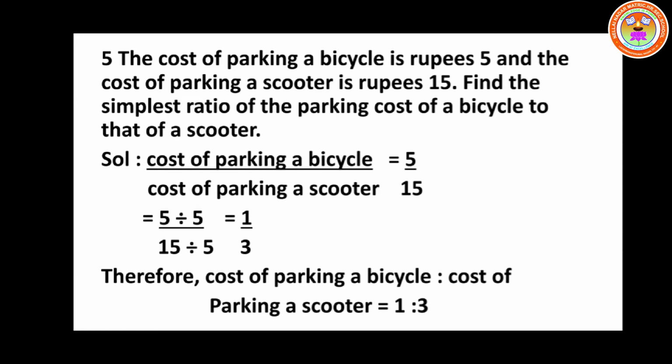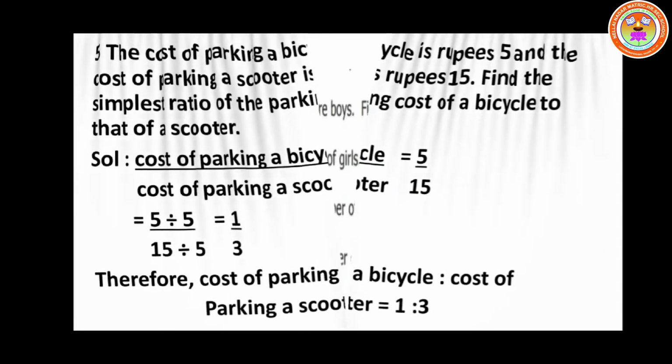So cost of parking a bicycle divided by cost of parking a scooter is equal to 5 by 15. You can simplify it in 5 table. How many times will 5 go into 5? Only 1 time. So 1 is the numerator. The denominator 15 can be divided by 5. How many times will it come? 5 3s are 15. So 1 by 3 is your answer. Therefore, cost of parking a bicycle is to cost of parking a scooter is equal to 1 is to 3. Now let us move on to problem number 6.